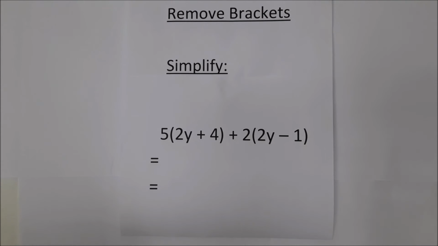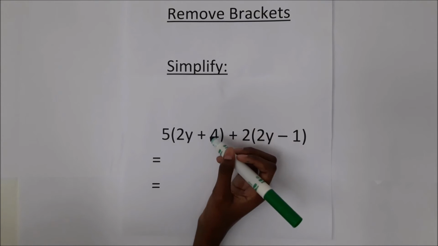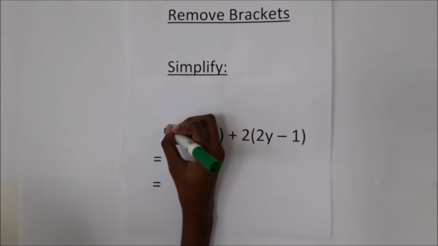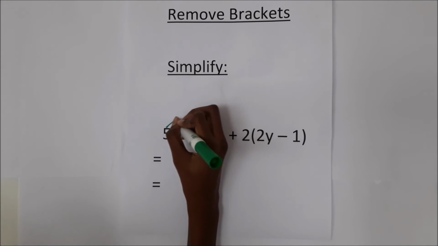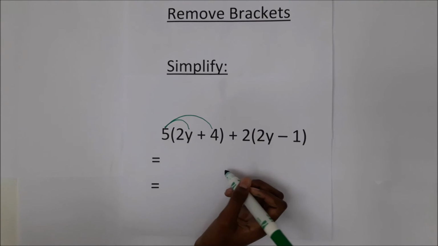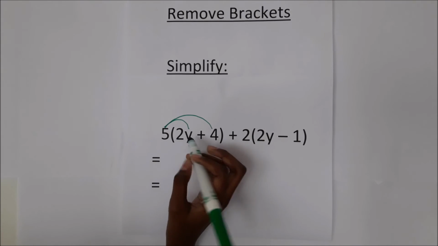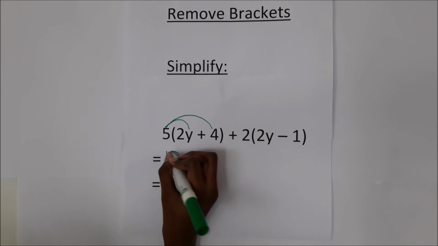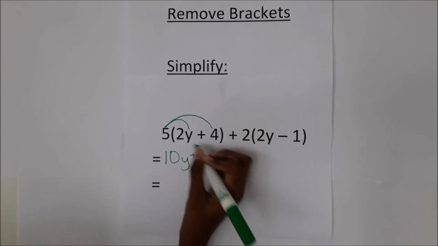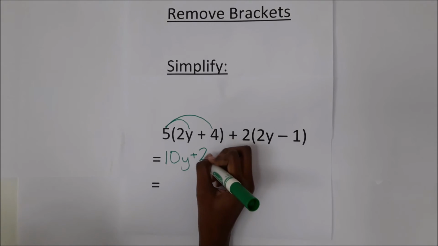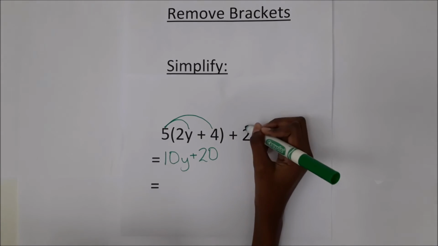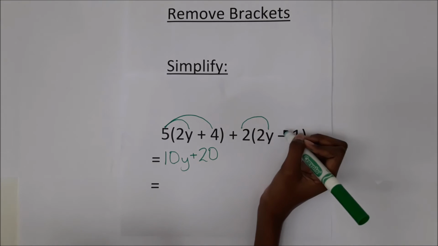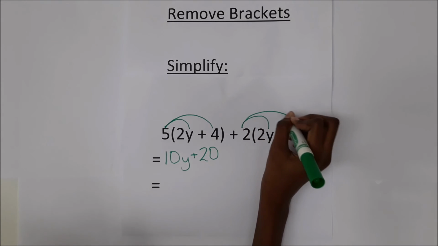Simplify 5 open bracket 2y plus 4 close bracket plus 2 open bracket 2y minus 1 close bracket. Multiply 5 and 2y and 5 times positive 4. 5 times 2y is 10y plus 5 times 4 is 20. Positive 2 times 2y and multiply positive 2 by negative 1.